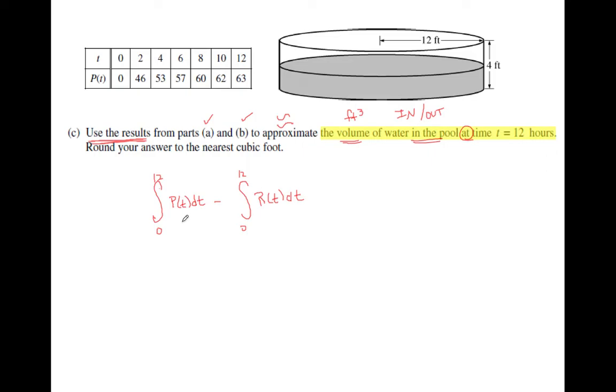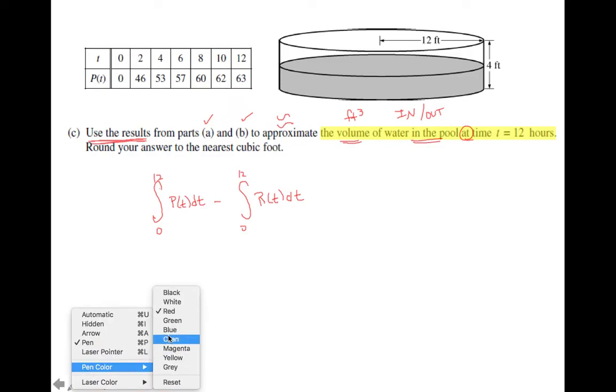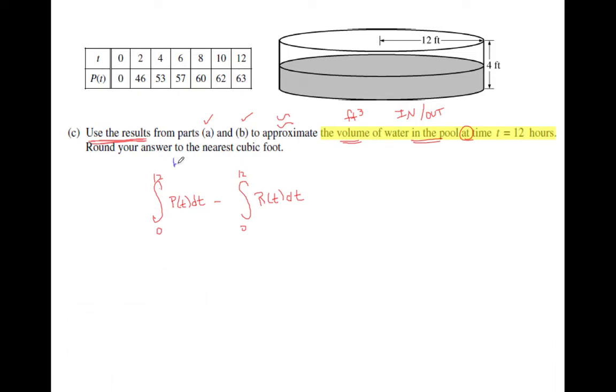Part C, at least they prompted you this time, right? A lot of times they don't prompt you. They're saying, we had you do part A and B for a reason. Use your information from part A and from part B to approximate the volume, not the rate, the volume.